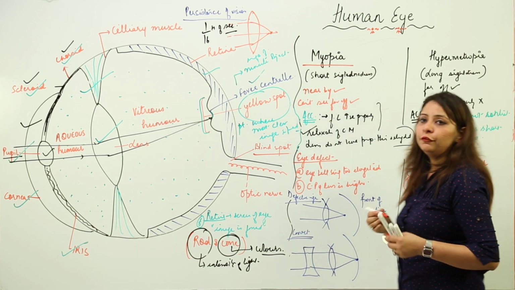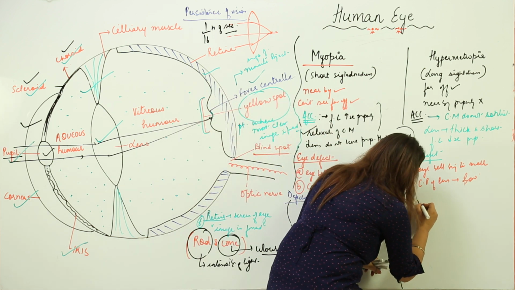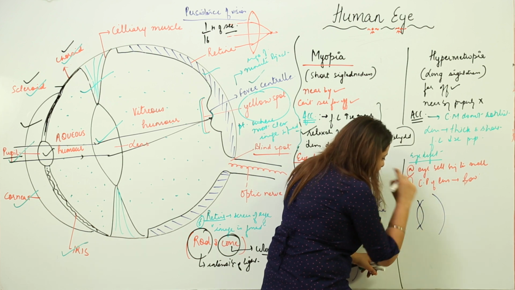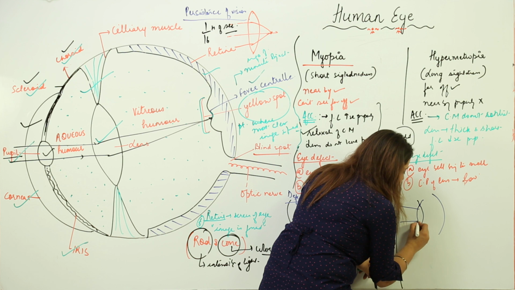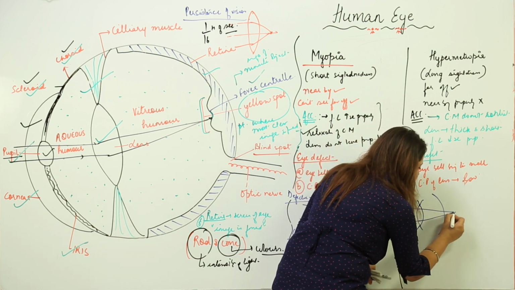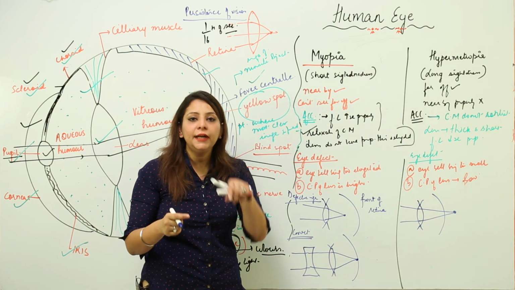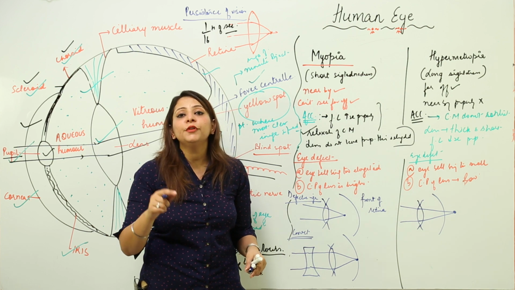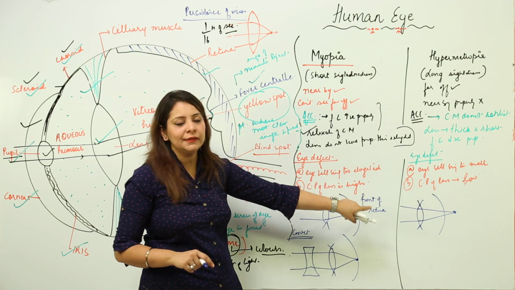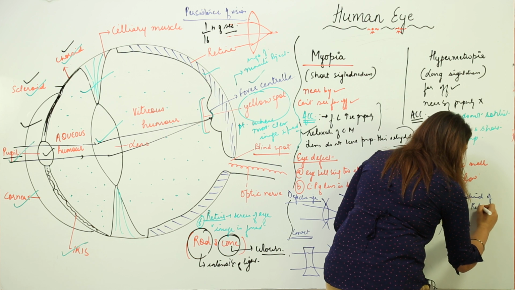So if a person is suffering from this kind of defect, then what kind of defective image is formed? Suppose this is ciliary muscles, this is the lens, this is the retina. So what happens in this case? When the rays enter, it converges the rays, but converging power is too low, so they get converged beyond retina, and we know that if the image is formed beyond the retina, we are not able to distinguish, because we want that the image must be formed on retina. So I will write here that image is formed behind retina.